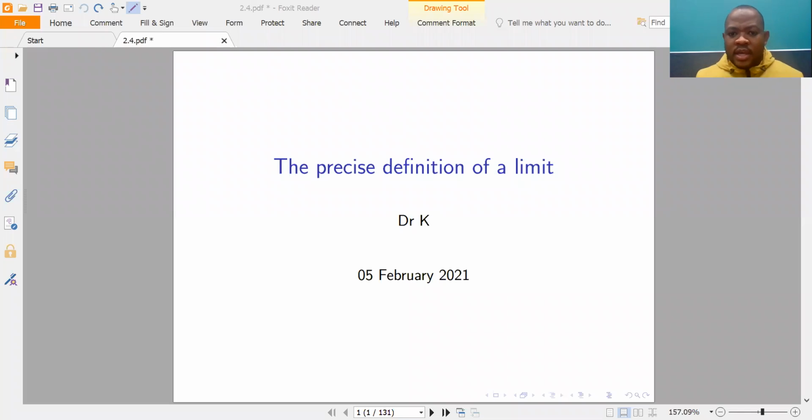Basically what we're doing here is revisiting the first lesson and coming to a precise definition of a limit.